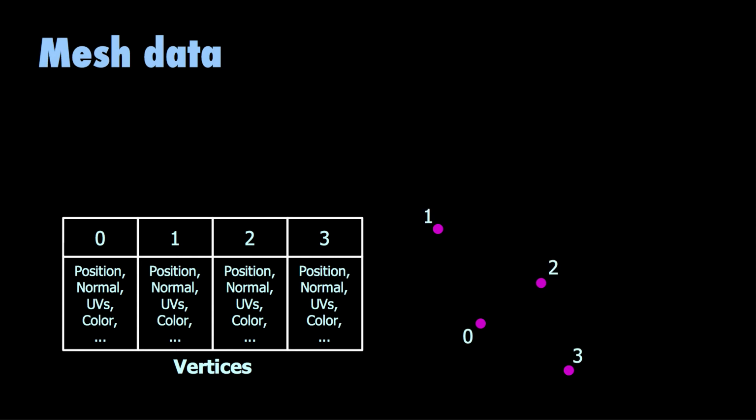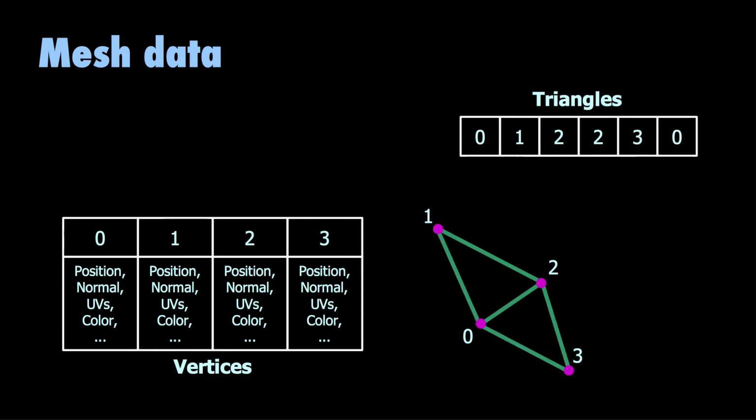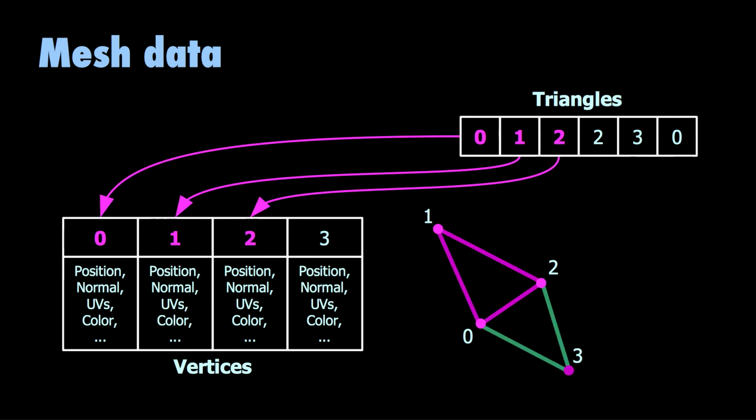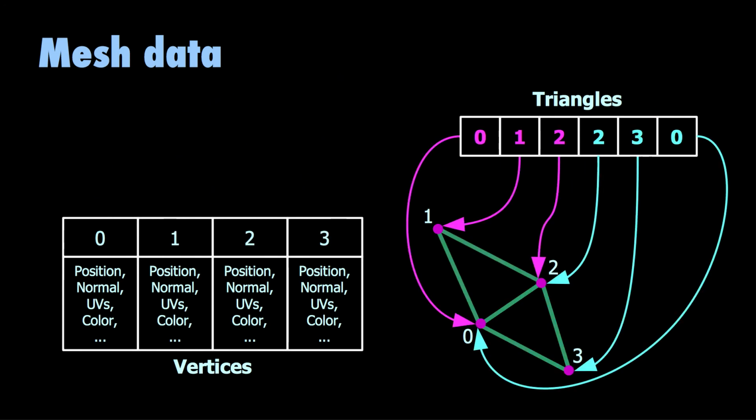In order to describe how our vertices are connected, we introduce another array storing vertex indices in groups of 3. This lets us define triangles and it allows shared vertices. Note that the connection between the first and the last vertex of a triangle is implicit.